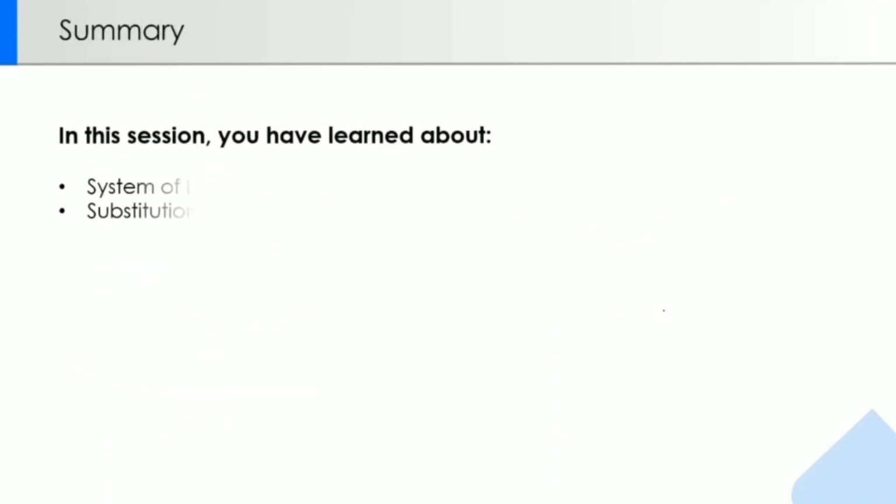So in this session, you have learned about system of linear equations and the substitution method. I hope this concept is clear to you. So you know now how to solve a linear equation, and you know the substitution method when you have more than one linear equation. In the next session, we are going to discuss another method of solving a system of linear equations.